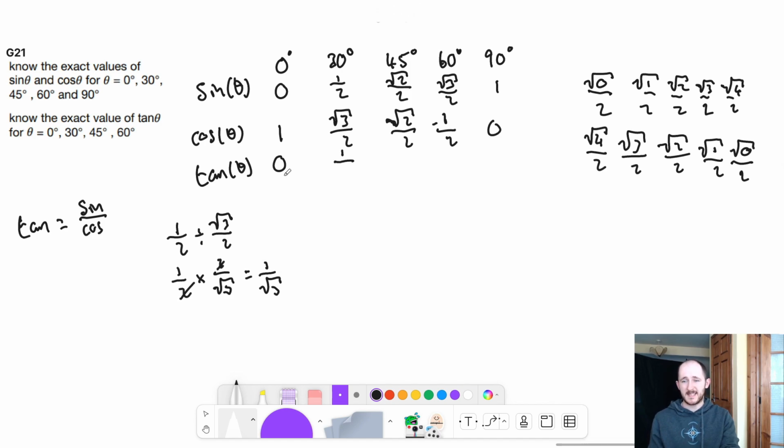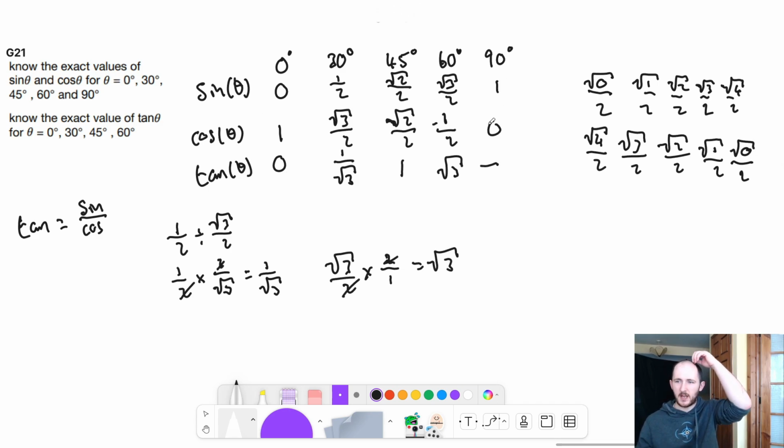Okay. Does this take a bit of time? Absolutely, but it's kind of guaranteed. Root 2 over 2 divided by root 2 over 2 is 1, right? Root 3 over 2 divided by a half will just give me root 3. Again, for the same reasons. Root 3 over 2, we keep change flip, so that would be times 2 over 1. So then that would just become root 3. 1 divided by 0 is just undefined, okay? So you didn't actually need the 90.